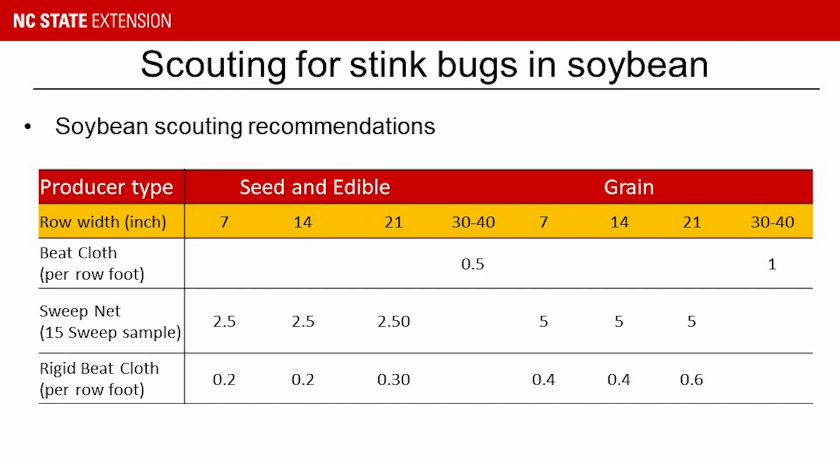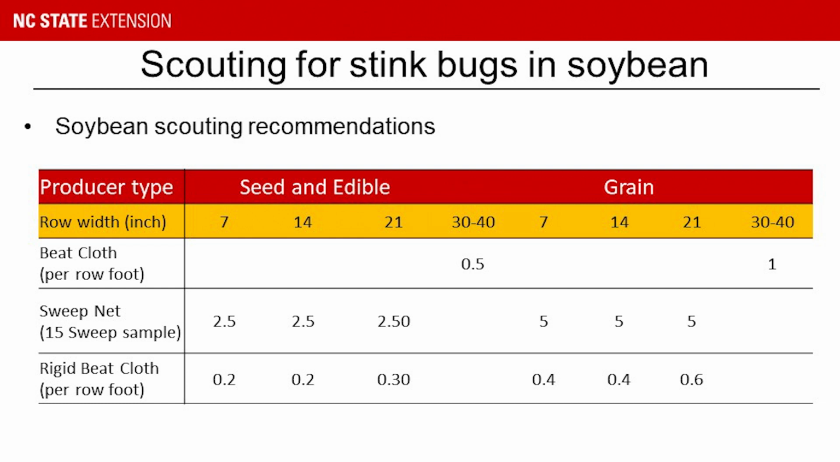So if you are scouting, these are our recommended thresholds. You can neglect the seed and edible side, but certainly for grain, depending on the row spacing, basically we're thinking 5 per 15. If you happen to use a beat cloth, the numbers are quite a bit smaller. And so this is where we make the economic decision, or the insect side of the economic decision.